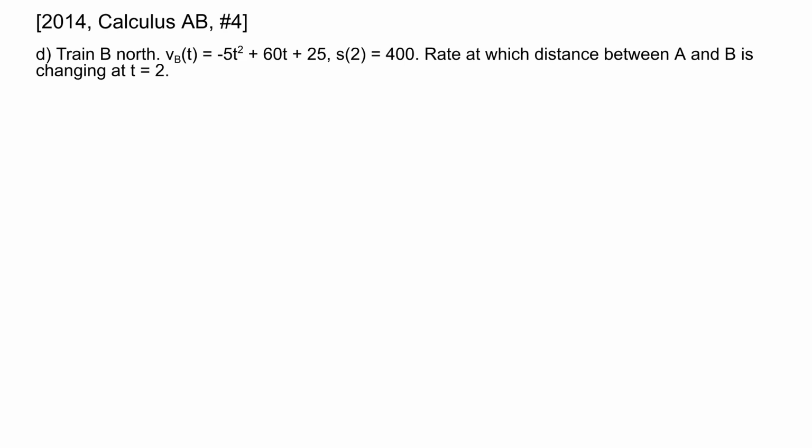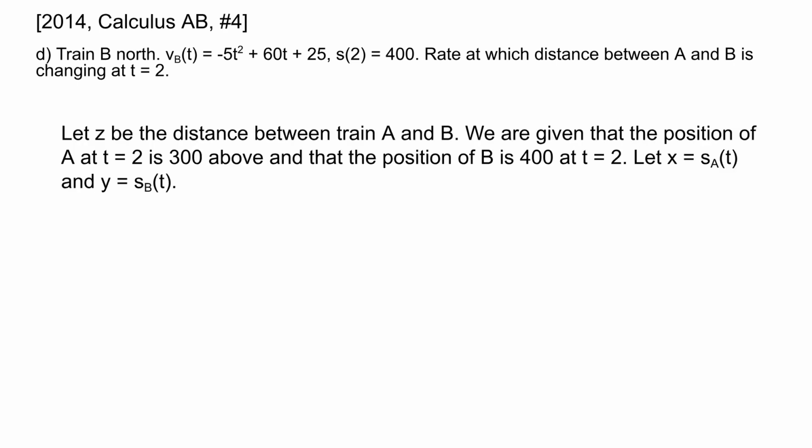We are asked to find the rate at which the distance between trains A and B is changing at t equals 2 minutes. Let z equal the distance between trains A and B. We are given that s sub A of 2 is equal to 300 earlier in the problem. And in this part of the problem, we are given that s sub B of 2 is equal to 400.